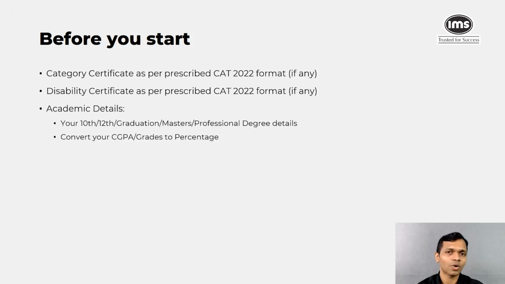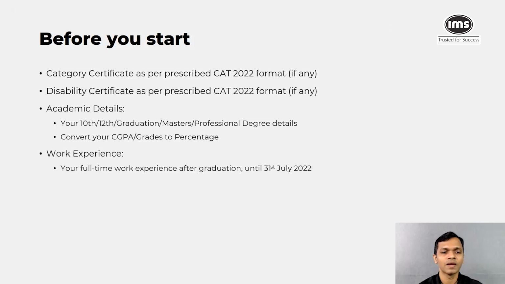But the CGPA or the grade is supposed to be converted to percentage. And there are some important things there. So we'll cover that in the later part of the video. If you have work experience, you are supposed to enter your full-time paid work experience after graduation as on 31st July, which means that you might still be working, but you will only be able to enter as on 31st July what is the work experience that you have.